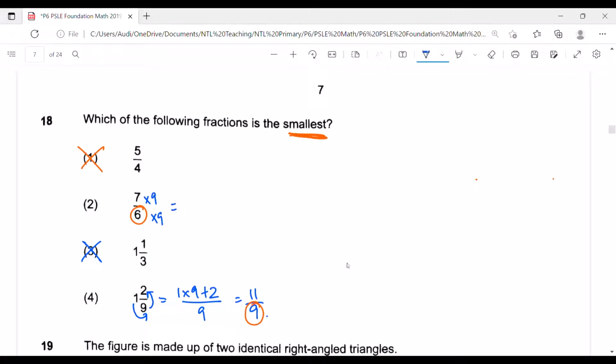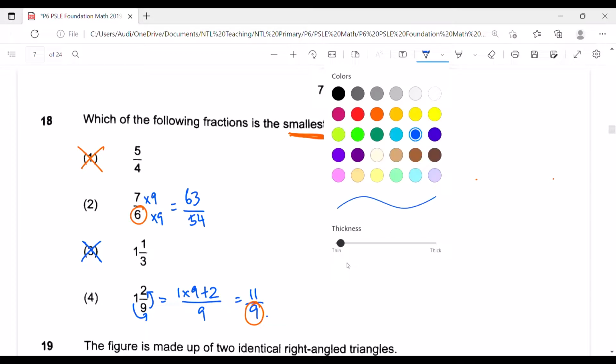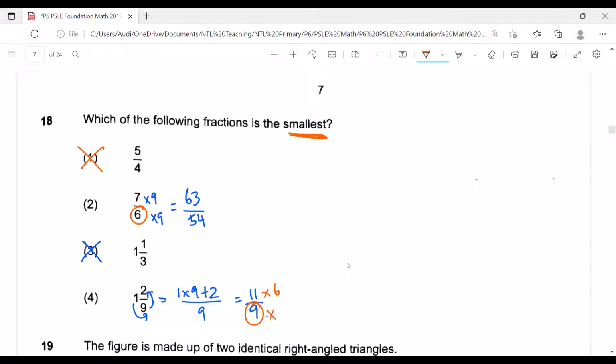Now 7 times 9. 7 times 9 is 63. And 6 times 9 is 54. Okay, now what do we do below here? Multiply by 6, multiply by 6. 6 times 6 is 66. 9 times 6 is 54. So now we can do the comparison. 63 and 66. Which is smaller? This is smaller. So now we scratch out number 4. Okay, so our answer is number 2.